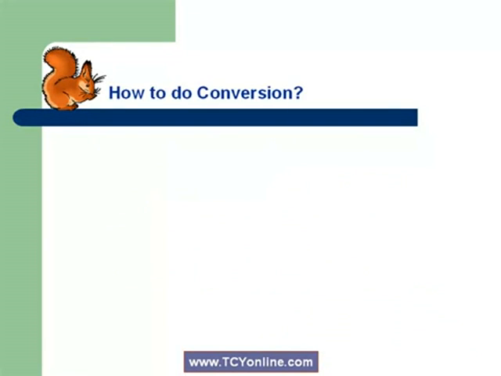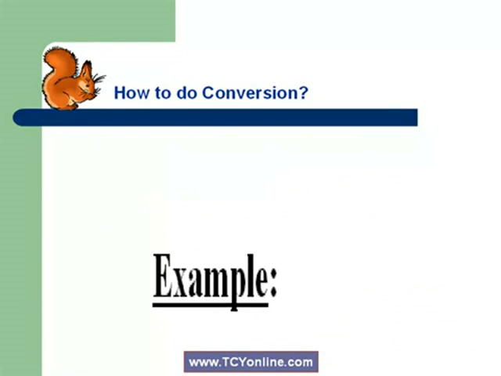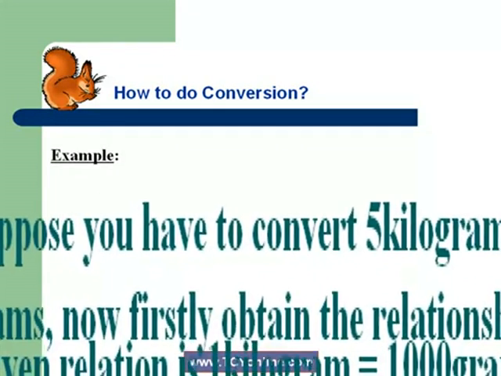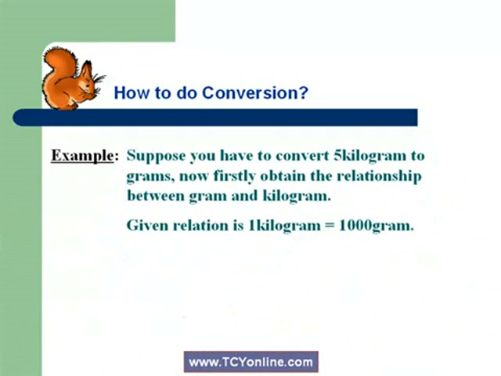Now let's learn how to do conversion. For this, let's take an example. Suppose you have to convert 5 kilograms to grams. Firstly, we obtain the relation between grams and kilograms. We are aware that 1 kilogram is equal to 1000 grams.